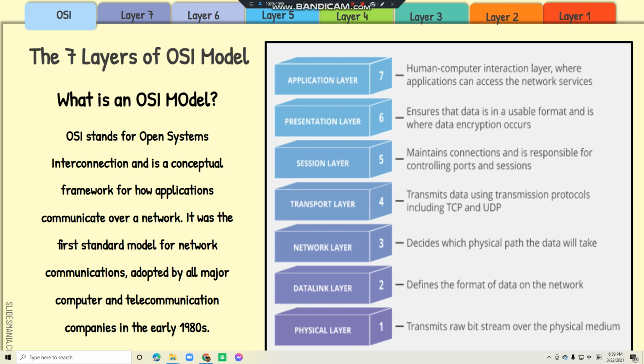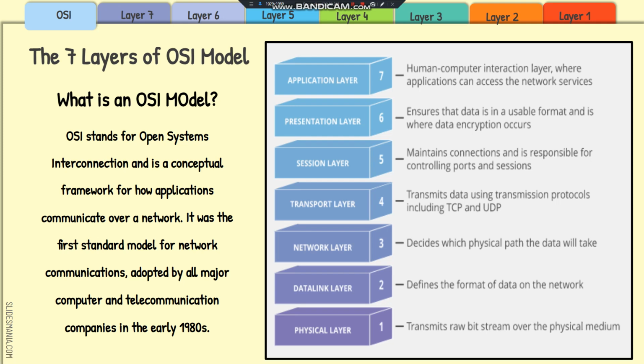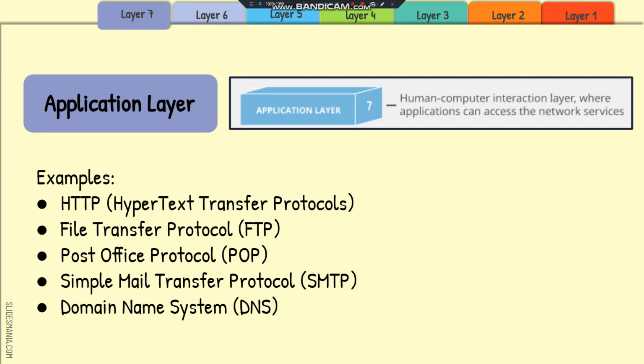It was the first standard model for network communications adopted by all major computer and telecommunication companies in the early 1980s. There are 7 layers within the model, and the layers depiction is used to help users identify what is happening within a networking system. The OSI model layers are typically described from the top layer down. The layers are described as application, presentation, session, transport, network, data link, and physical layer.